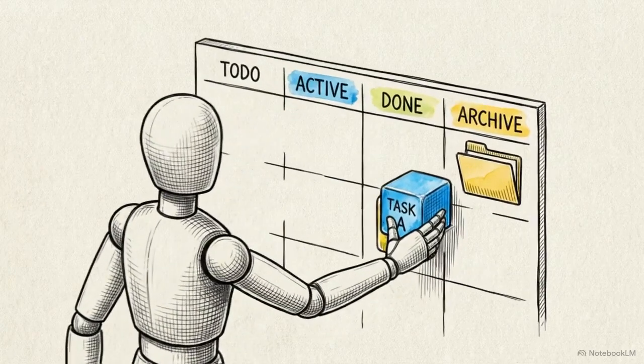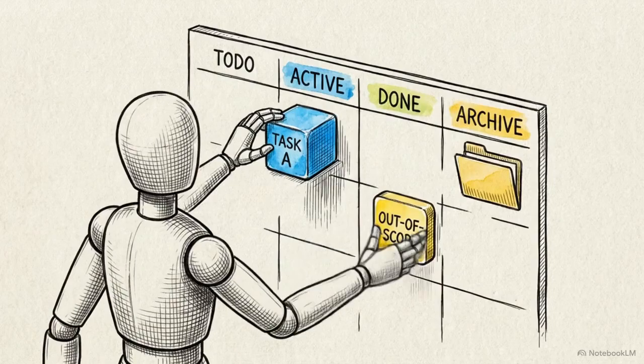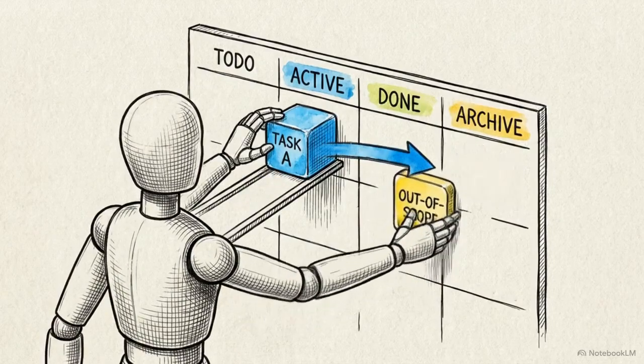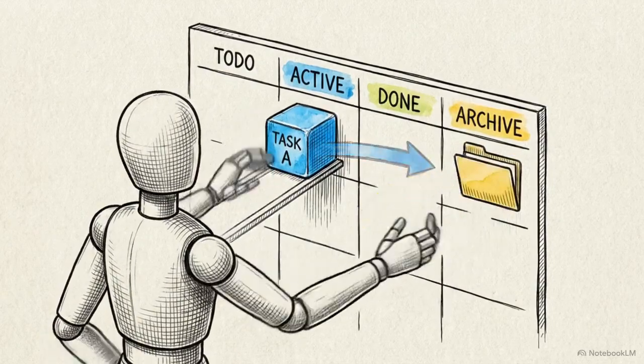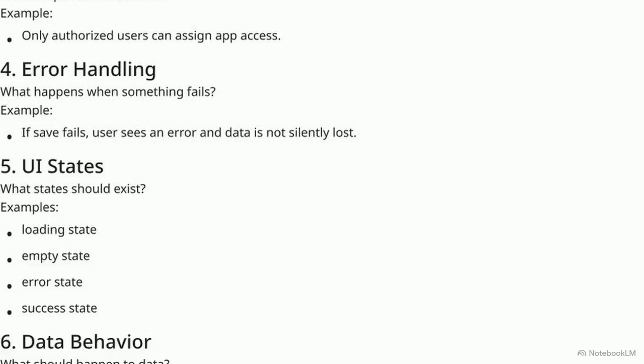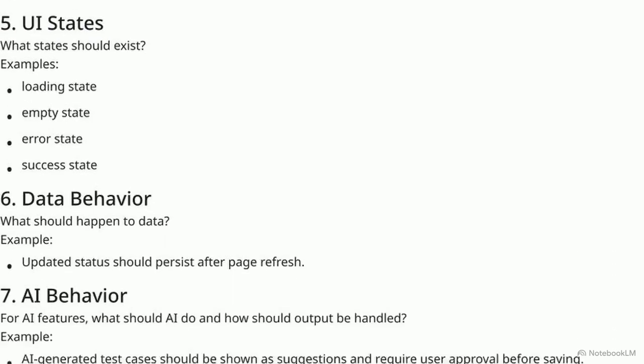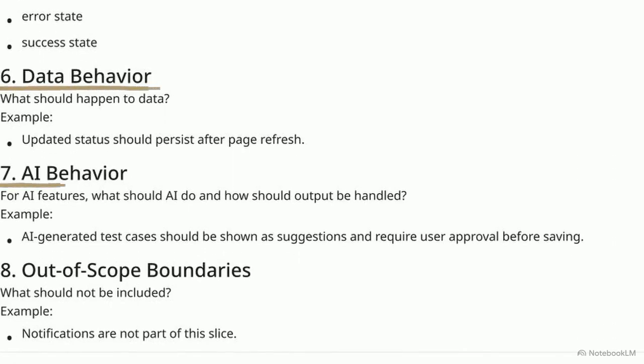To secure a feature's scope, teams use specific parameters to fence in the project and account for potential failures. This document defines those parameters, setting rules for error handling and UI states like loading screens. Panning down, sections for data and AI behavior dictate how the system handles user data and AI-generated suggestions.